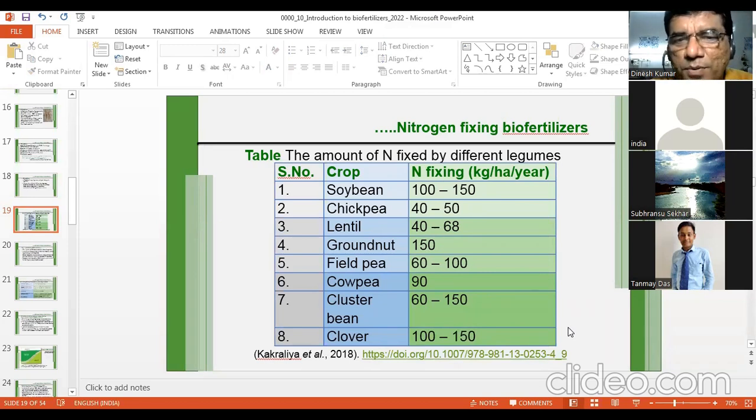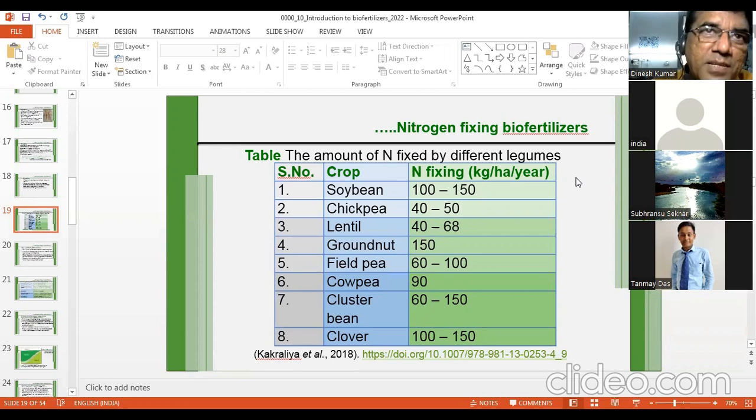It is fixing more. And this data is really not very reliable. Anyway, you can check from Brady book. If you want to know more exact amount of nitrogen fixed by different legumes, please see Brady book. In that book, you will find nitrogen fixation rates. So this data, I have doubt about it.